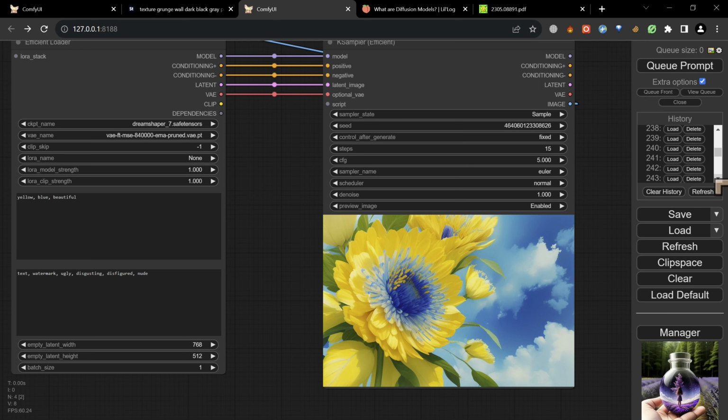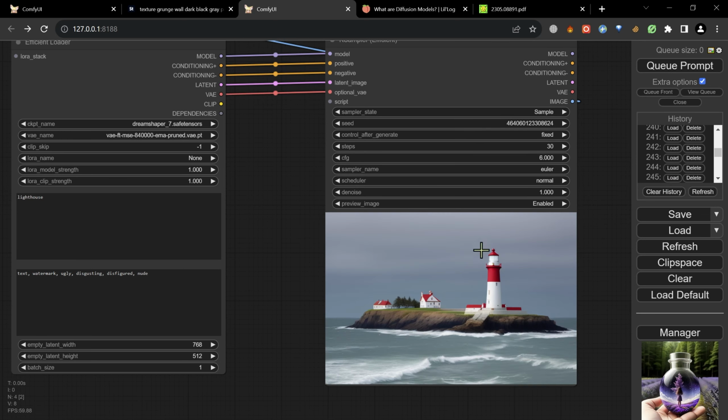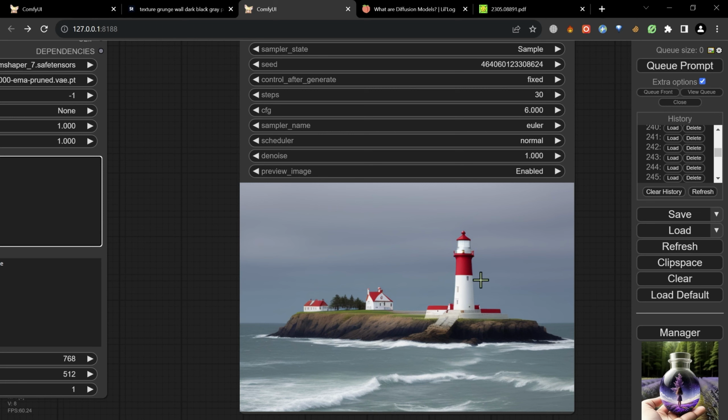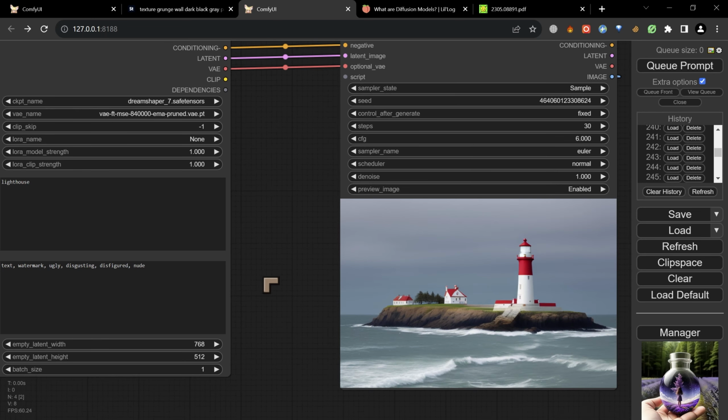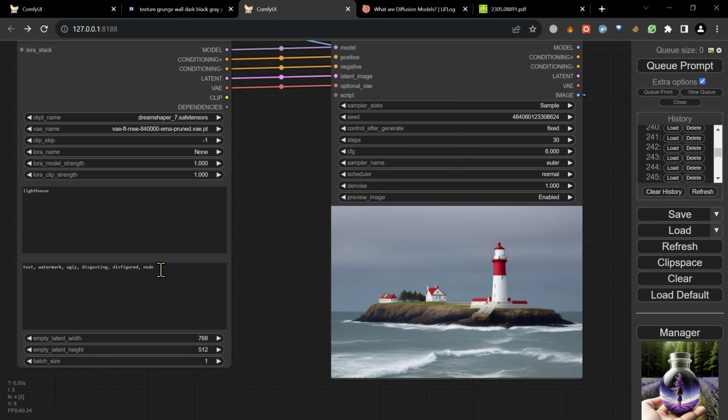I'm going to go down a couple of steps. And we're going to look at this lighthouse. I've changed the prompt to lighthouse. We're looking at Dream Shaper, the main model, and we're looking at 30 steps and 6 CFG. By my reasoning, this image looks pretty nice for a 30-step image with a CFG of 6. The colors, the detail, it looks really nice. It's following my instructions: don't have text, watermark, ugly, all that stuff.